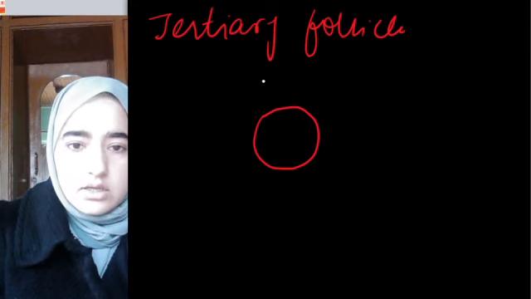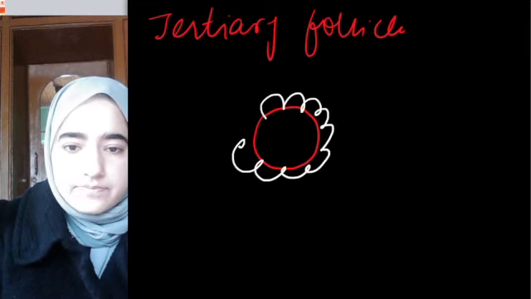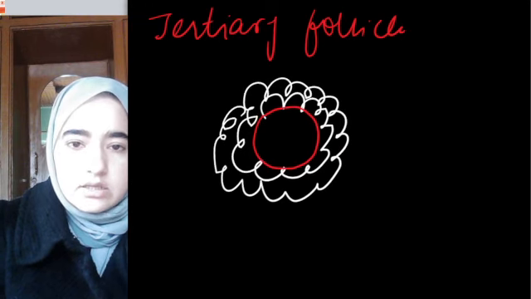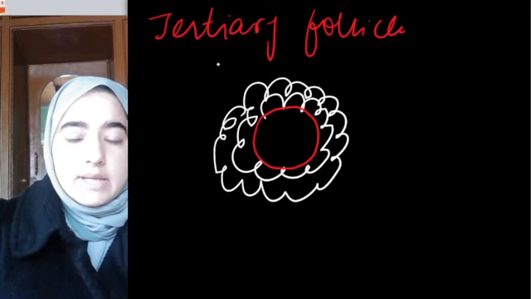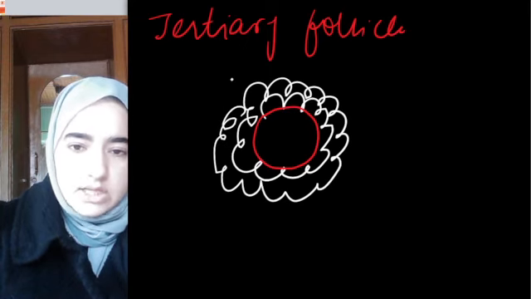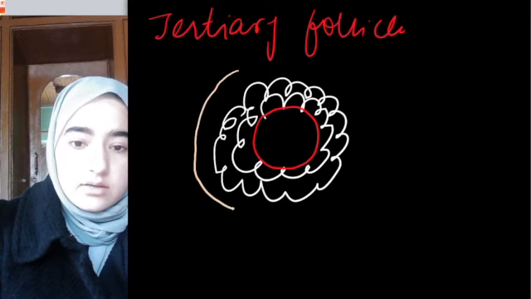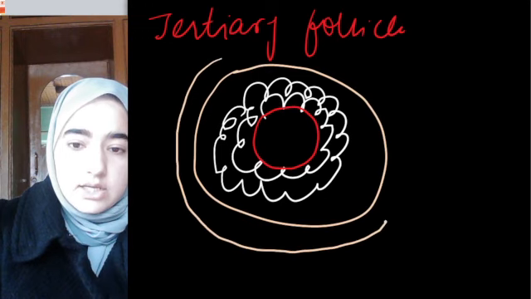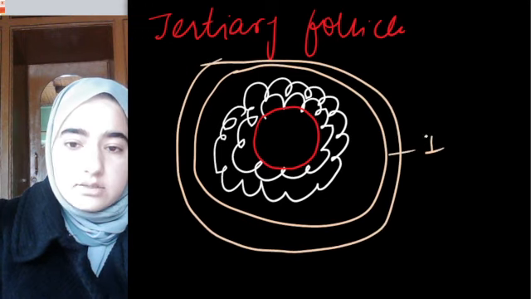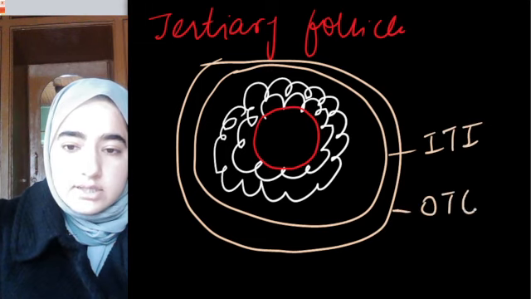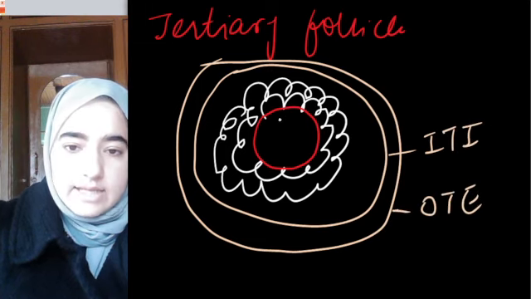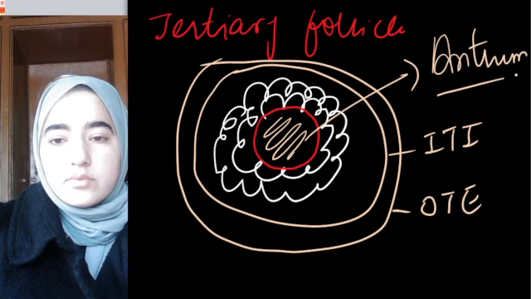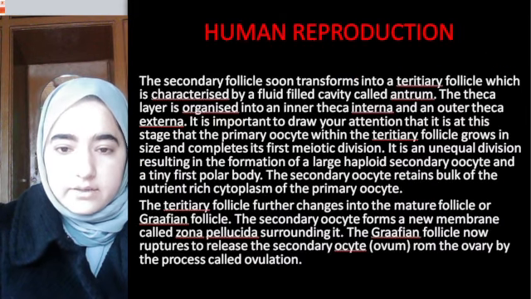It's surrounded by granulosa cells, right? It's surrounded by granulosa cells, and it's surrounded by a theca layer. The secondary follicle was surrounded by a theca layer, but the theca layer gets transformed into two theca layers, that is inner theca interna, I'll write inner theca interna, and outer theca externa. Okay, and it gets covered with a fluid cavity. That fluid is known as antrum. Okay, I hope this concept is clear, right?